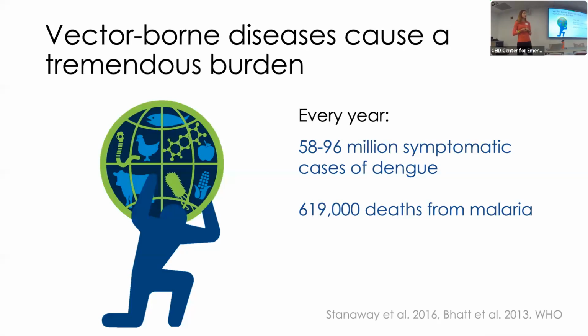And malaria, of course, causes a really large burden, predominantly in women and children, or pregnant women and children in sub-Saharan Africa. And currently, there are about 619,000 deaths every year from malaria, despite really massive efforts to try to control these parasites. So these are just two examples of the high burden of vector-borne diseases and the reason that we really care about them from a public health perspective.